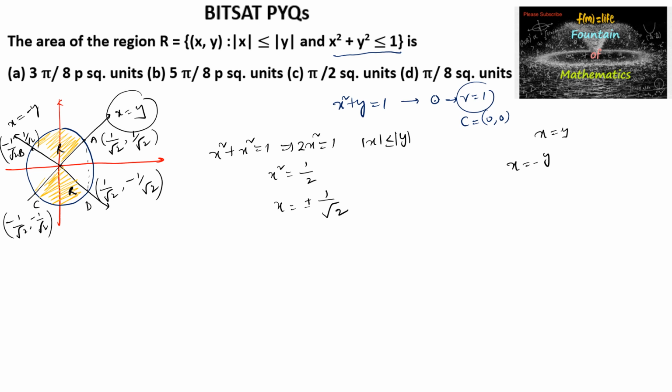So we can say from 0 to 1 by root 2, the upper curve is x square plus y square is equal to 1. We can write it as x square plus y square is equal to 1, so y square is equal to 1 minus x square. So y is equal to under root of 1 minus x square.